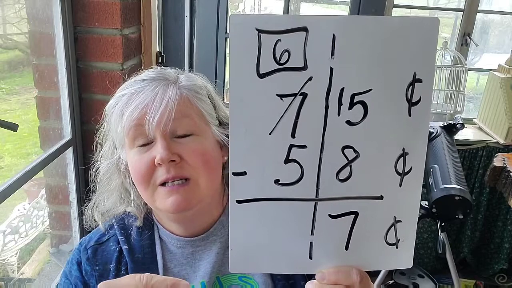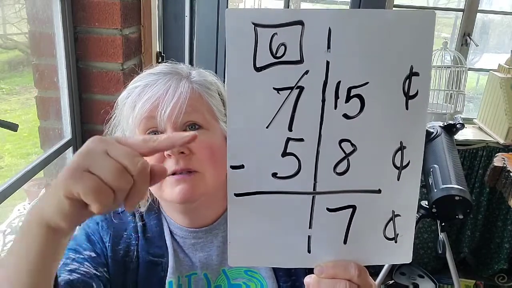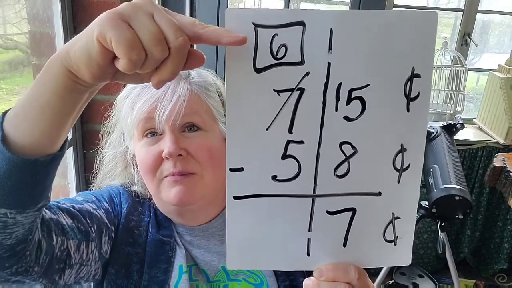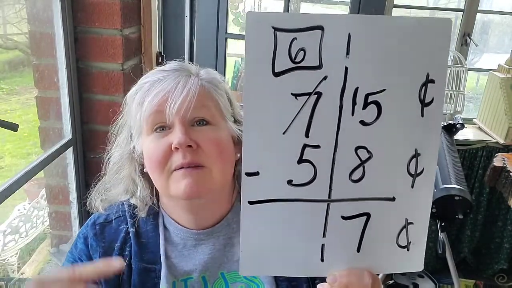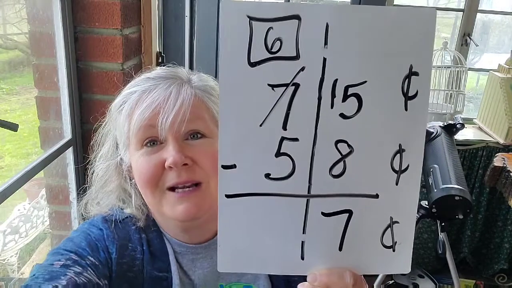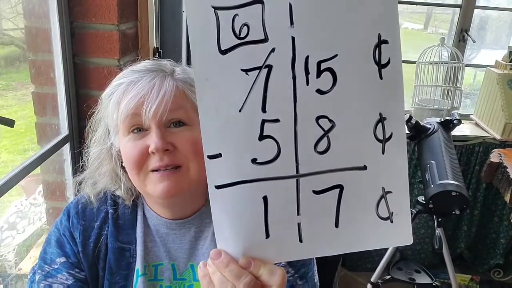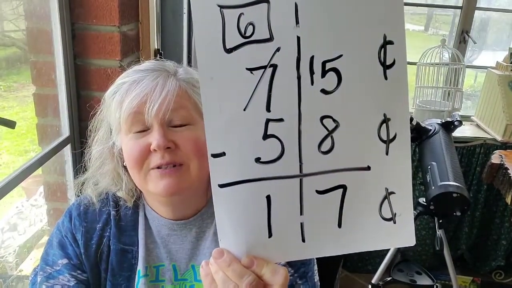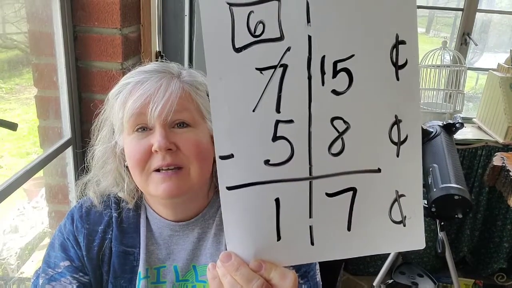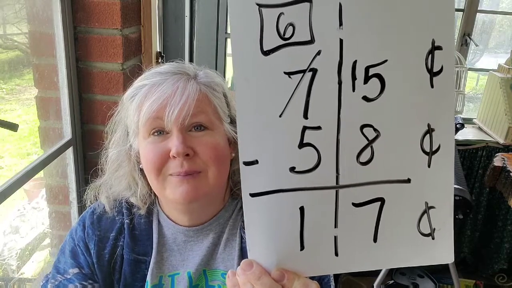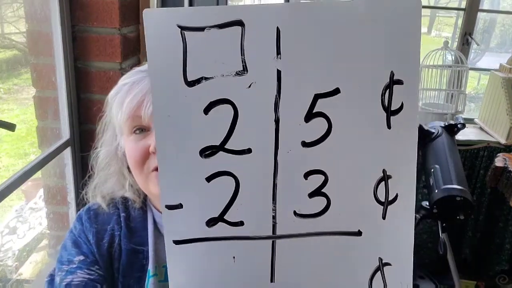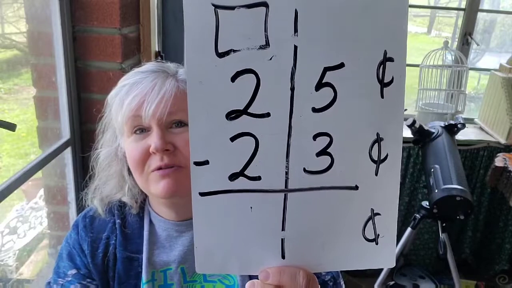So now we're ready to do the tens, and we always start way up at the top. Ready? 6 minus 5 equals 1. All right, let's write it in. 75 cents minus 58 cents equals 17 cents. All right, draw another T-chart and get ready for another problem. New problem, 25 cents minus 23 cents.